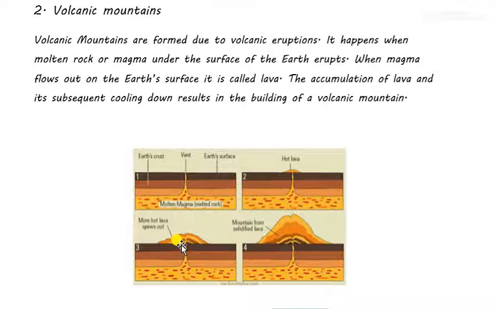It starts forming the accumulation of lava one above the other. It starts forming layers. This process repeats itself through hundreds and thousands of years, finally forming a huge mountain, what is known as volcanic mountains. So the accumulation of lava and its subsequent cooling results in the building of a volcanic mountain. So this is the easiest definition of volcanic mountains.